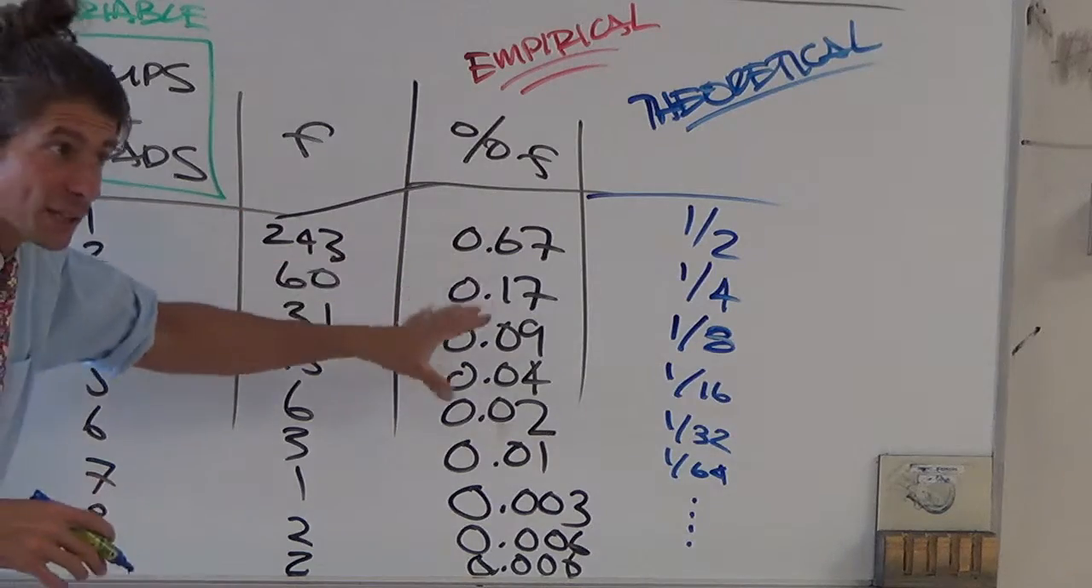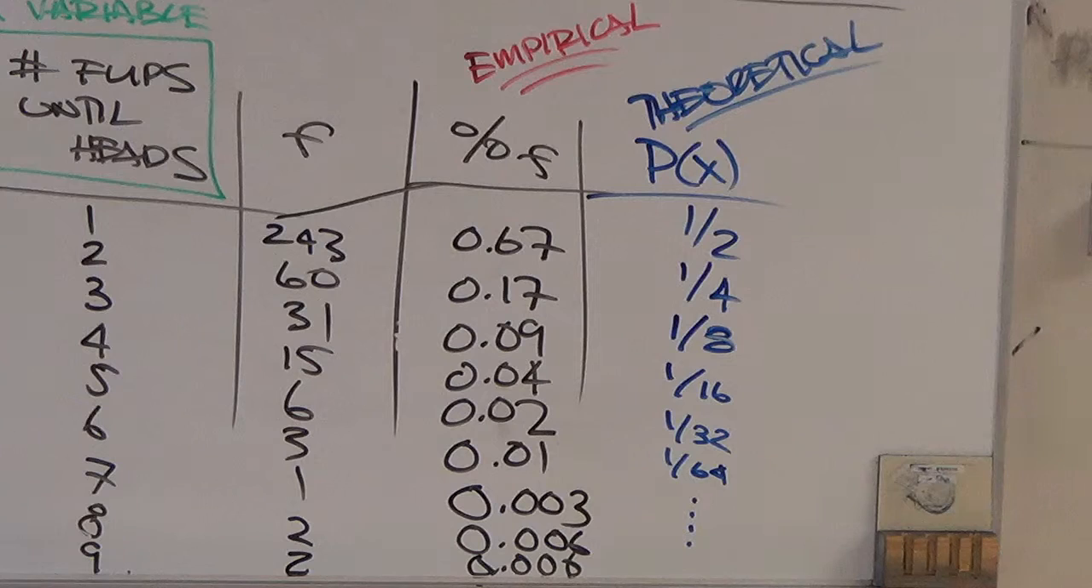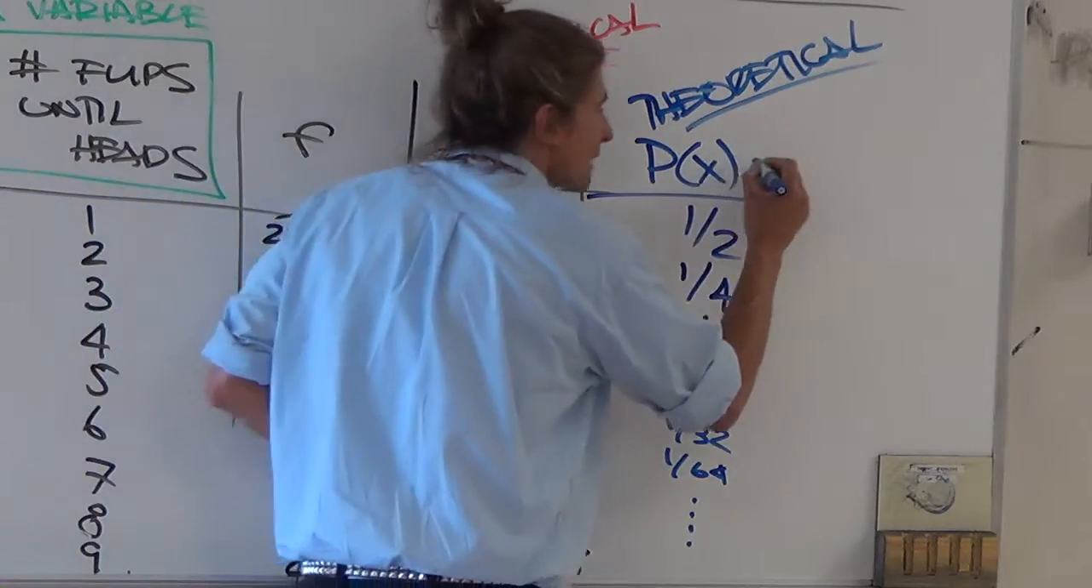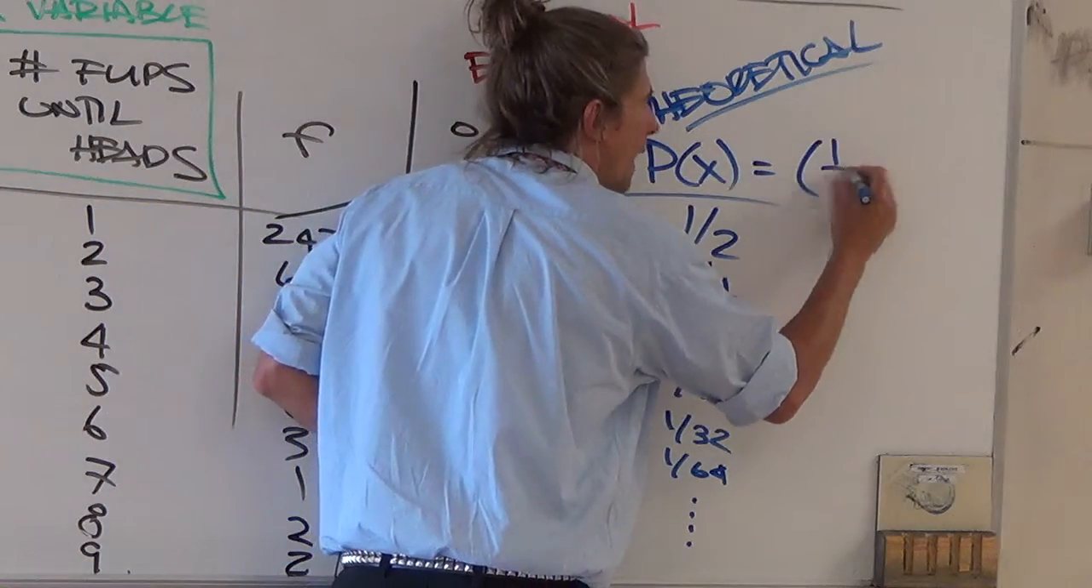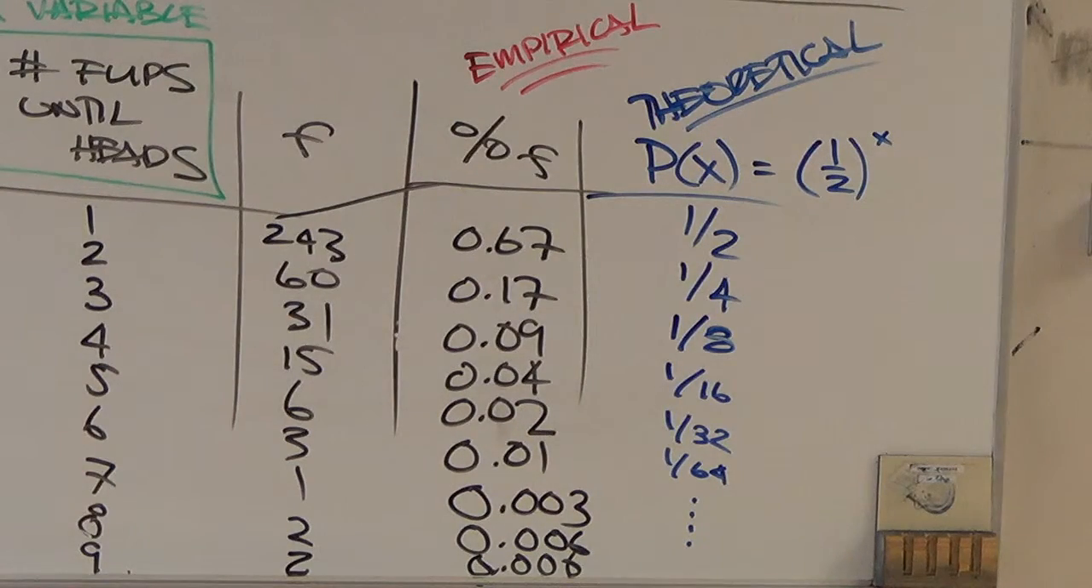So the equation for this, these would be probabilities, right? P of x, if you want to use the formal language. The equation for this is kind of nice, actually. It would just be 1/2 to the x power. See if that makes sense to you. This might call on your Math 111, your Math 105, or your Math 95. I'm not sure which class it would call on.